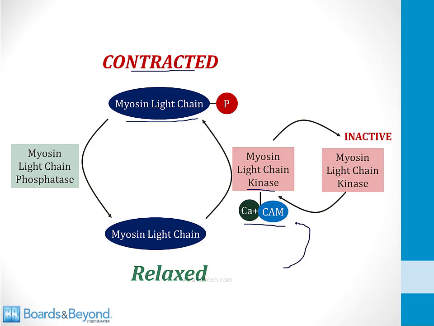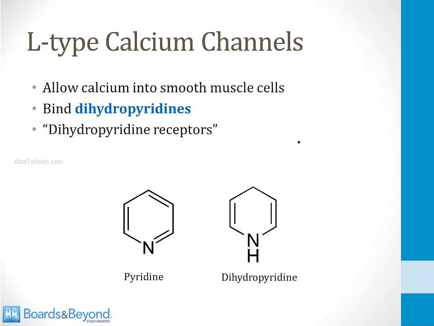And remember, calmodulin is ubiquitous, so it's always present. So what this means is that the big picture is the more calcium you put into a smooth muscle cell, the more contraction you will get. So now that we understand that calcium leads to contraction of smooth muscle cells, let's talk about where the calcium inside of smooth muscle cells comes from.